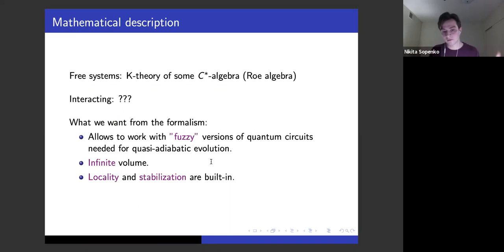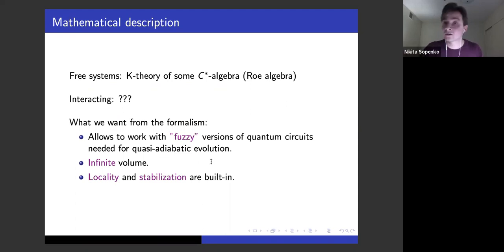Since we're talking about phases, they're actually defined in the infinite volume. So we want to work with infinite volume systems. And also we want to somehow include stabilization and locality into this picture, which is not always obvious how to do, because it's easy to consider just some fixed algebra and deal with it. But here it's important to add additional degrees of freedom. Okay, and next I'll describe some formalism.